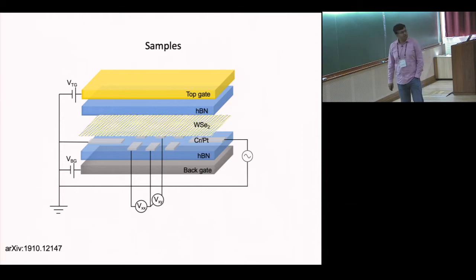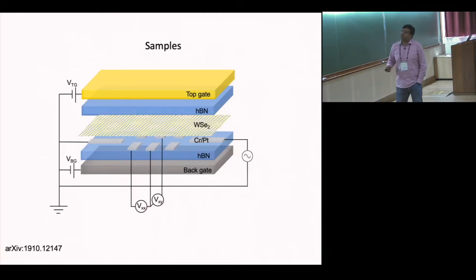So what we do is we do exactly the same thing that you do for graphene with a few notable differences. The material of choice for us is tungsten diselenide, which is the cleanest of these materials that we can make. In order to make electrical contact to these materials, it turns out to be quite tricky. We use chromium and platinum pre-patterned contacts in order to do this. And we have a top gate and a bottom gate.